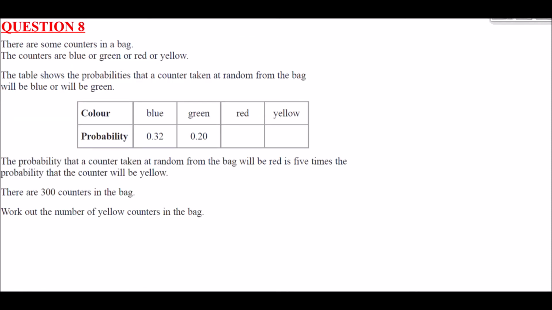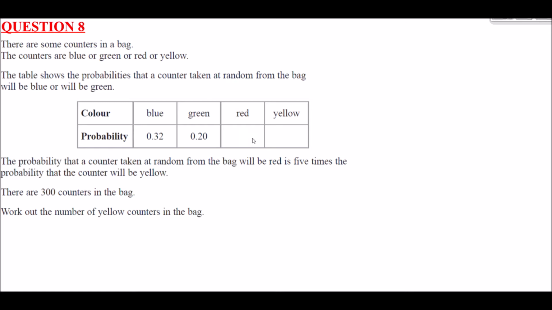For question 8, we have probability. So we've got some counters in a bag. The counters are blue or green or red or yellow. The table shows the probabilities that a counter taken at random from the bag will be blue or will be green. So 0.32 chance for blue and 0.20 chance for green. What we need to know and need to remember is that the sum of all the probabilities for any event will always add up to exactly 1.